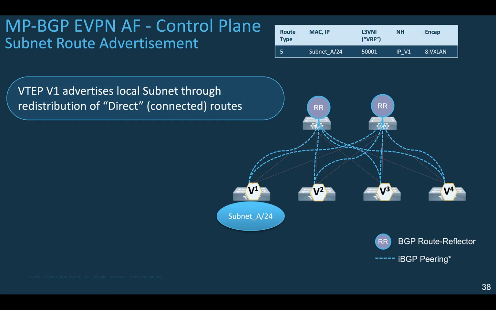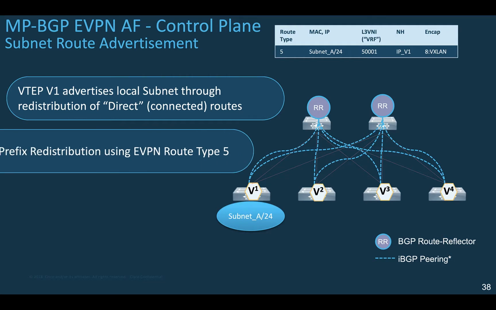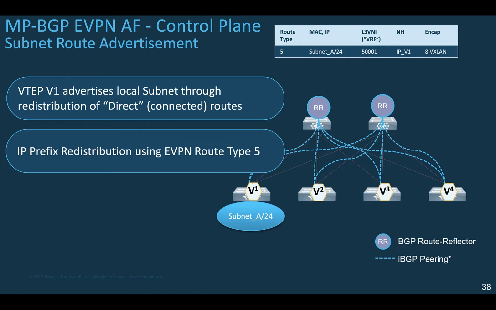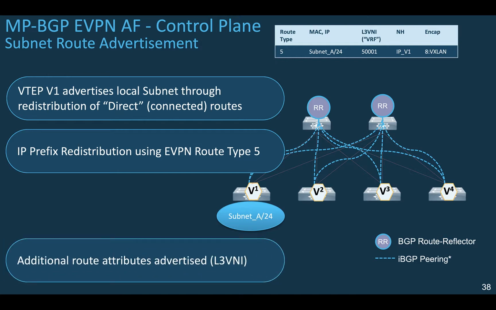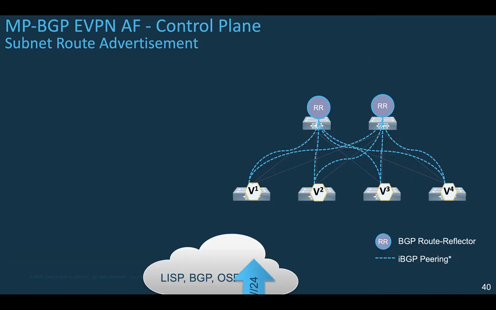In addition to the endpoints, the external routes need to be advertised as well within the fabric. So in this case, the VTEP V1 advertises its local subnet through redistribution of directly connected, static or dynamically learned routes. It includes the IP prefix length and layer 3 VNI. The IP prefix redistribution uses EVPN route type 5 for that purpose, and additional route attributes are advertised, such as the MPLS label used for the layer 3 VNI and the extended community.